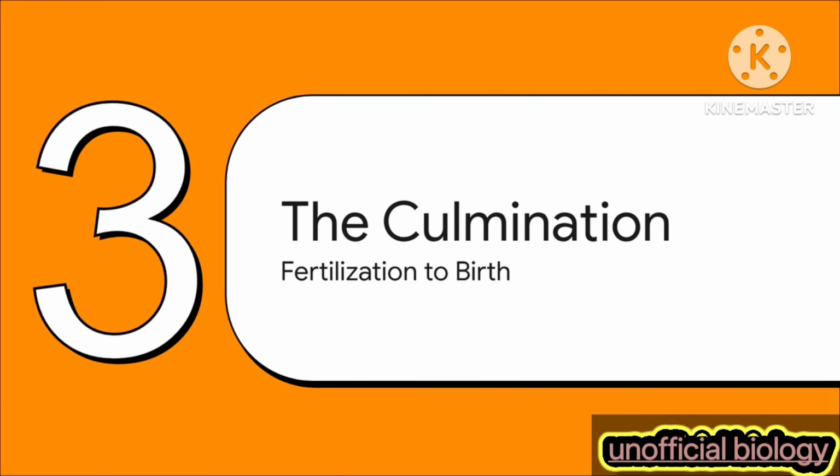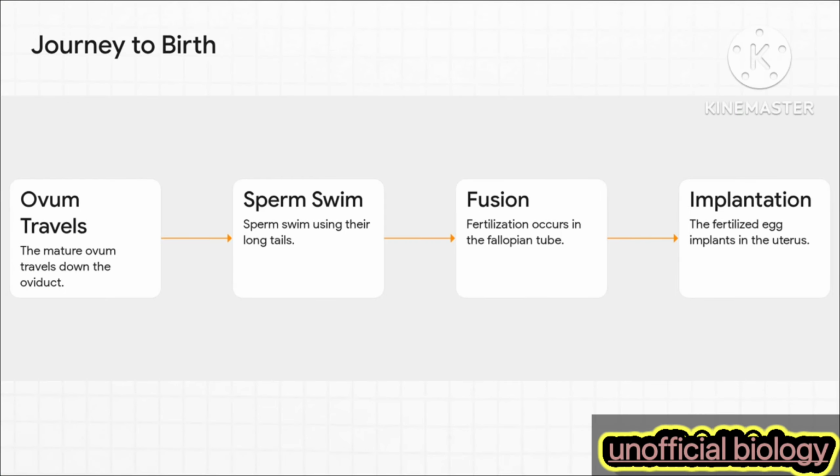Section 3. The culmination, from fertilization to birth. This is where the epic biological race really happens. The mature ovum slowly makes its way down the fallopian tube, while millions of sperm use their long tails to vigorously swim toward it. And here's a key fact. Fertilization doesn't happen in the uterus, it actually happens directly inside the fallopian tube. After that, the successful fertilized egg moves down to implant itself in the uterine lining.